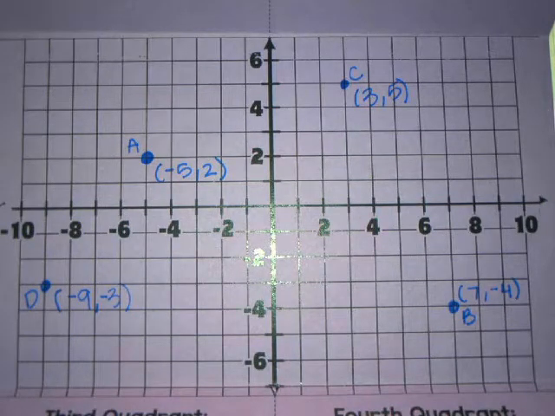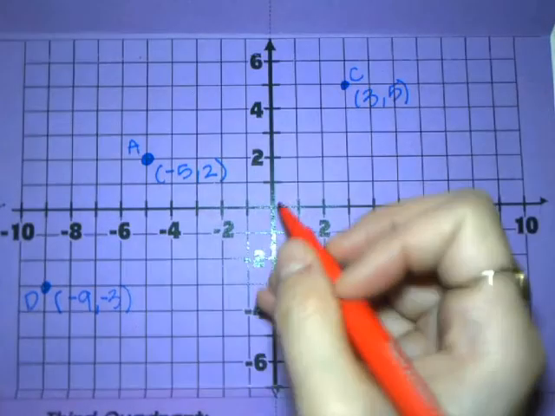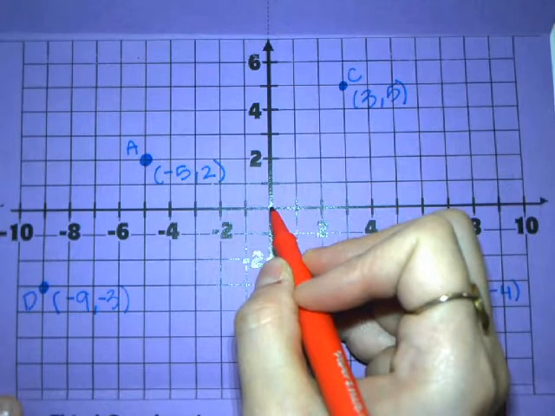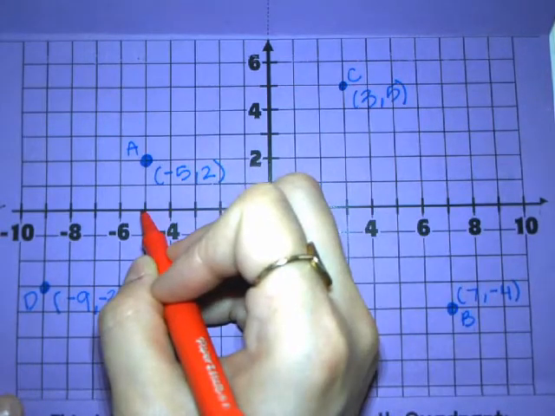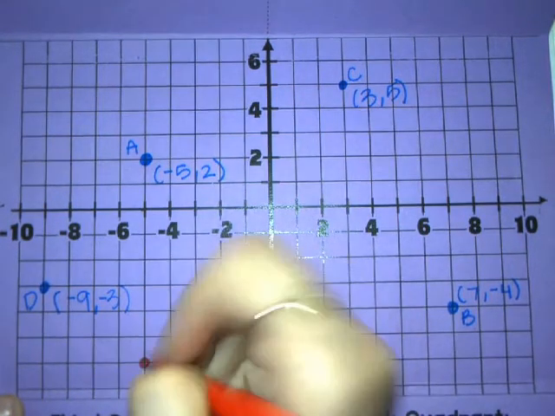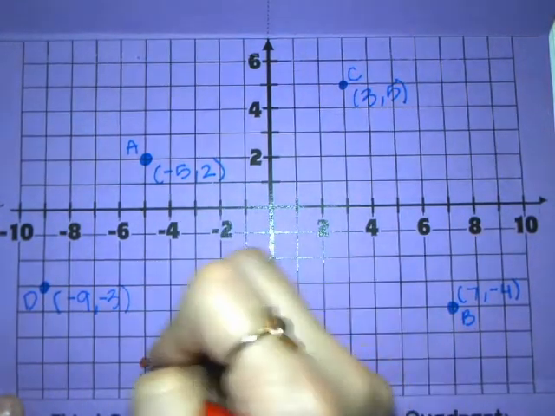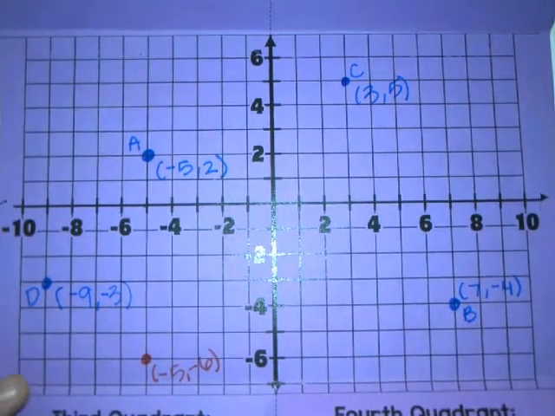Tell me how to plot it. Where am I starting, first of all? Good. And then what do I do? You go to the left 5 times, and then you go down 6 times. Excellent. So we should all have a point right here. And we should be labeling it -5, -6.